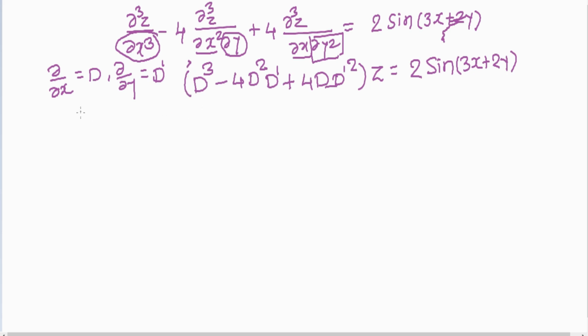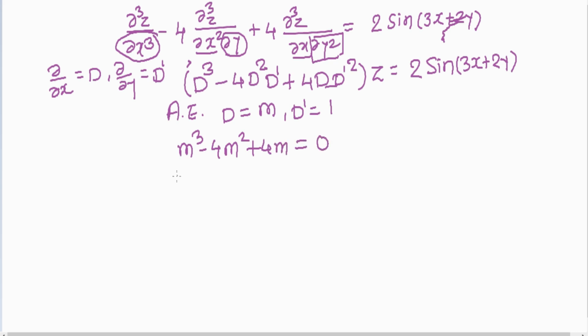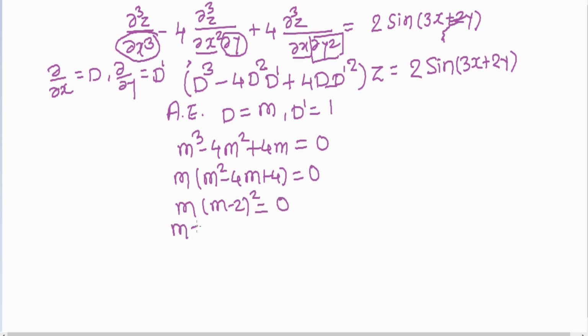Now, to find the complementary function, we need an auxiliary equation, which is obtained very easily by substituting D equal to m and D dash equal to 1. M cubed minus 4m squared plus 4m equal to 0. We can take m common: m squared minus 4m plus 4 equal to 0. So m into (m minus 2) squared equal to 0. So the roots are m equal to 0 and 2 twice.